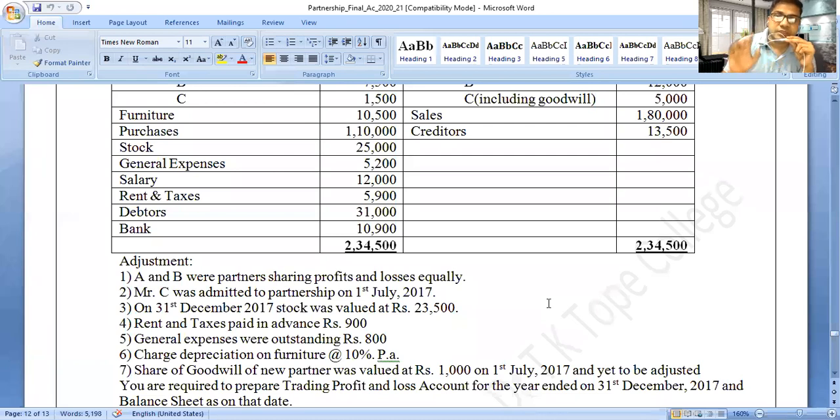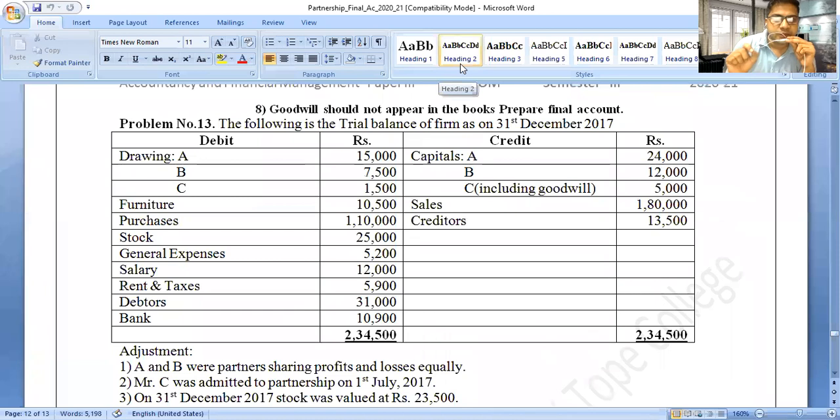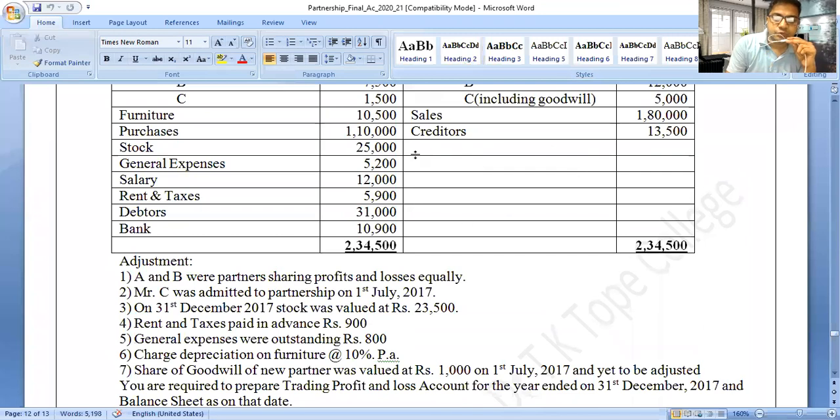And one thing you have to keep in mind, we will prepare the profit and loss account before admission and after admission. How we will prepare that, we are going to learn. Now, friends, I will show you how to prepare these accounts.